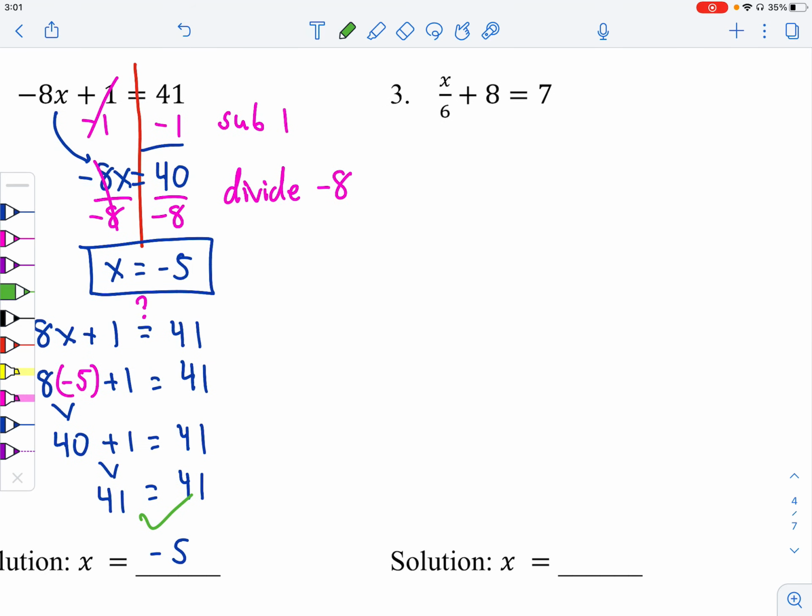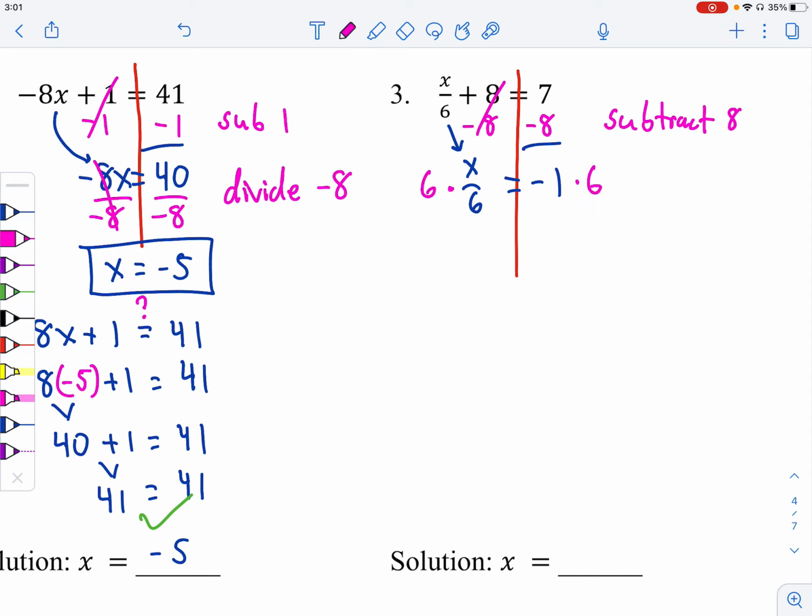Next one, same process, right? Here's our line in the middle. We want to subtract 8, get rid of that positive 8 first, right? Get rid of the friends, so you'll be alone with your partner. So we're going to subtract 8. So we have x over 6 equals 7 minus 8 is -1. Right? We brought that down. And now we have x divided by 6. So we have to get rid of divide 6. We have to do the opposite, which is multiply by 6. Right? So we're going to multiply by 6 to both sides.